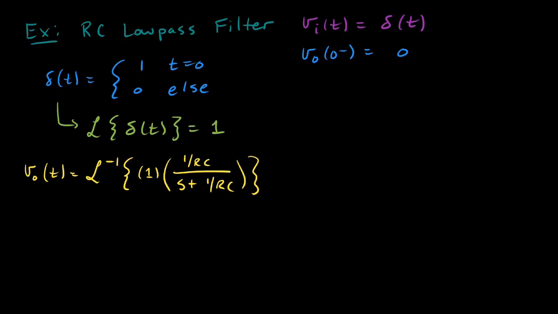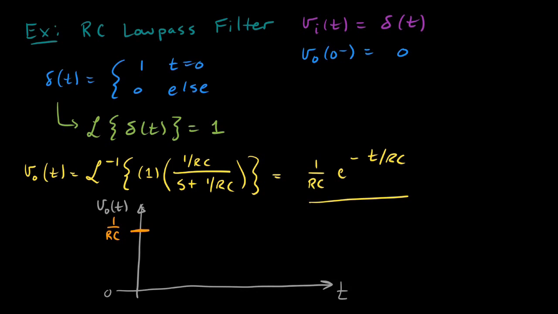Well, I can also look at this and see that it's going to be just an exponential type function, so that's going to give me just 1 over RC times e to the minus t over RC. Right, so that's going to be the time domain response to this RC low-pass filter when the input is a delta or an impulse and the initial conditions are 0.